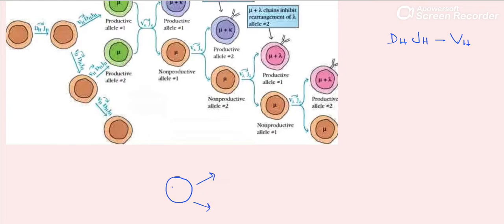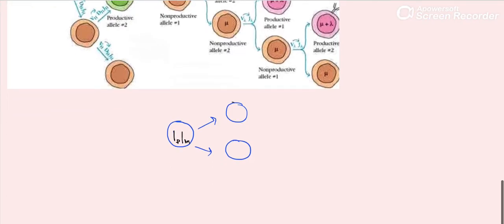Suppose the heavy chain comes from father and there is another heavy chain from mother. So there should be two forms. I want to say if the heavy chain comes from father, the mother part will not express, it will not express.